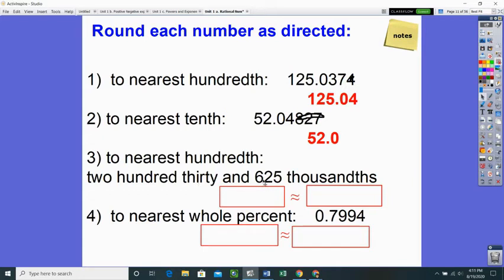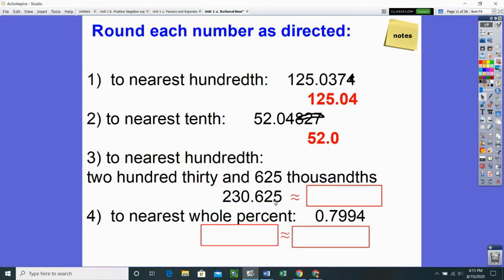230 and 625 thousandths. The first thing we need to do is write that as a number. So the 230 will go in front of the decimal, and the 625 thousandths will go after it. And now we're going to round to the hundredths.